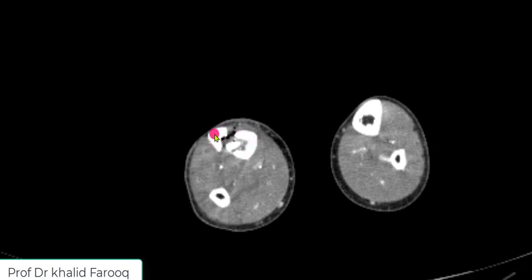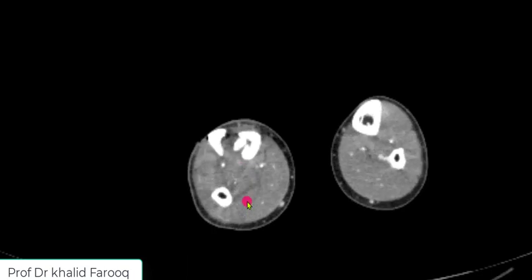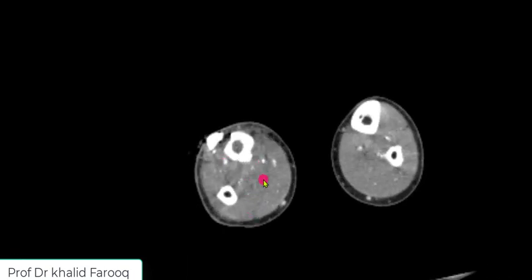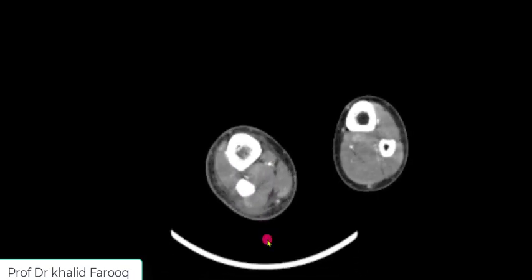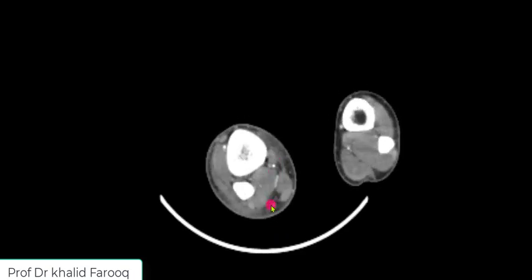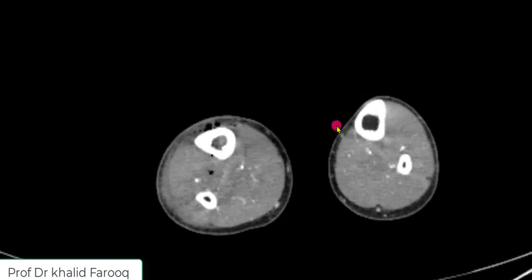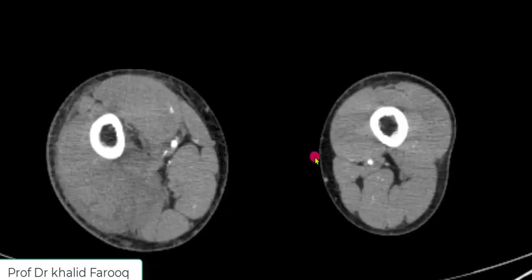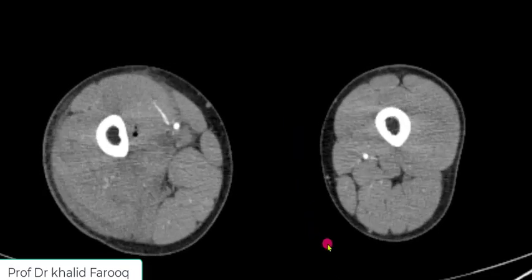Here there is fracture site of the tibia, diffuse soft tissue edema, anterior and posterior tibial arteries, anterior tibial artery, fracture of the fibula. All three vessels can be noted down into the foot. So we have seen axial images. Now let's see multi-planar reformatting MPR images.